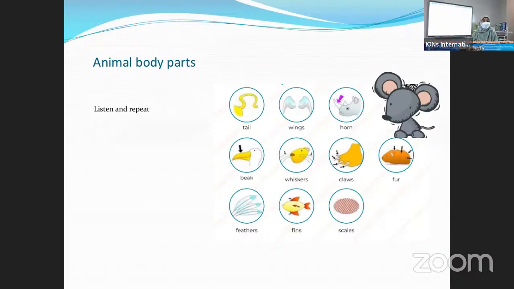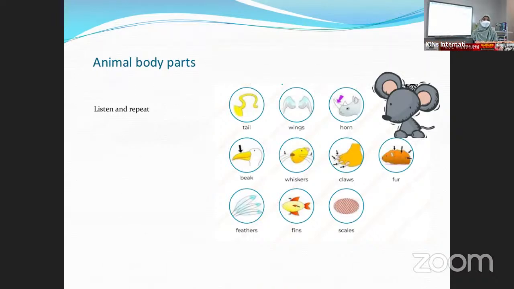Yeah, the next one is feathers, bulu. Some animals have very beautiful feathers. And what else of animal's body part? Fins, sirip. Yeah. Can you repeat after Miss Chitra? Fins. Fins. Very good. And the next one, the last one, is scales. Can you repeat after Miss Chitra? Scales. Yeah, scales. Actually, it's on a fish and a snake and a crocodile. Sisik. Very good.